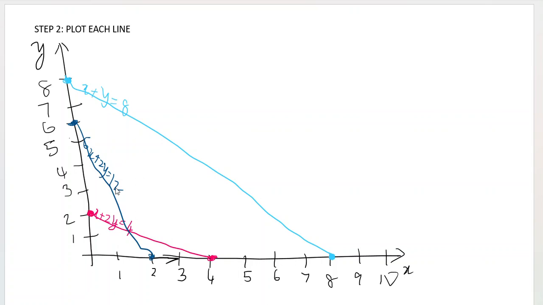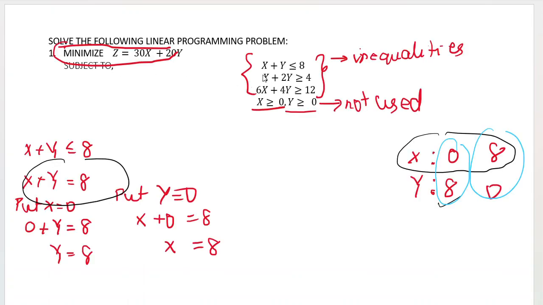Now we move to the third step. The third step tells us to mark all the regions and find the solution region. So what we have to do is take the first inequality, x plus y less than or equal to 8.